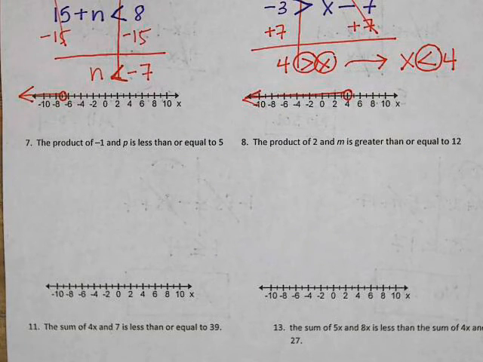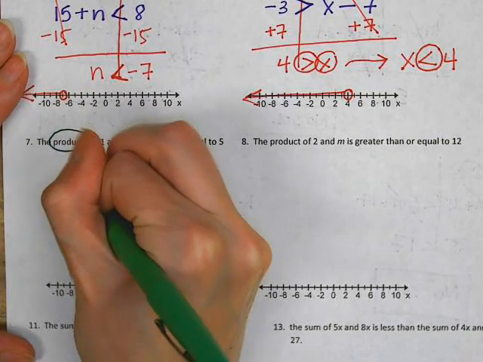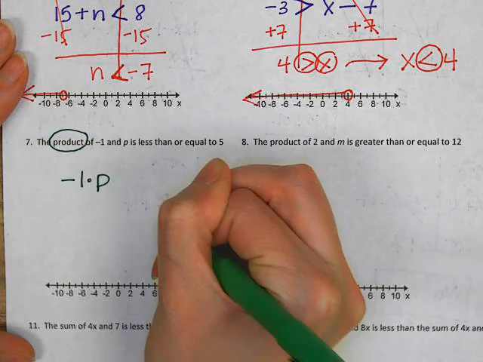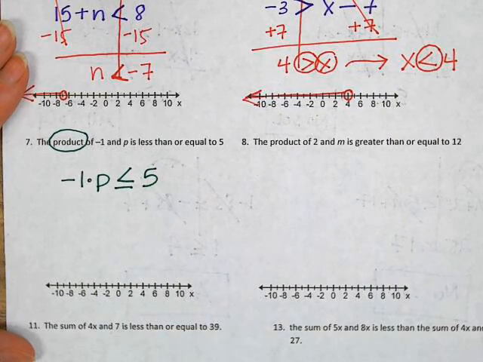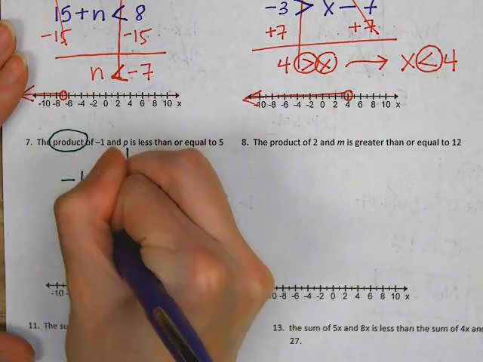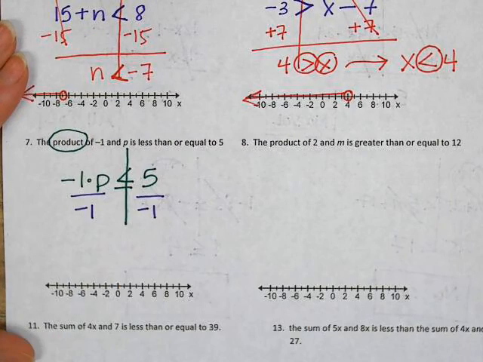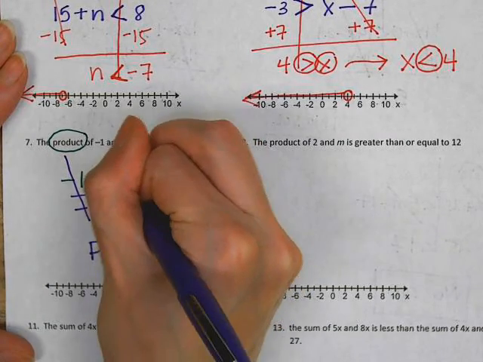All right, let's try 7. The product. What does product mean? Product means multiply. So the product means times. Negative 1 times p is less than or equal to 5. To get p alone, we're going to divide by negative 1 and divide by negative 1. What is our answer? These cancel. We get p is, oh, who remembered to flip the symbol?